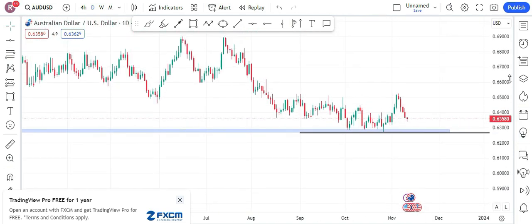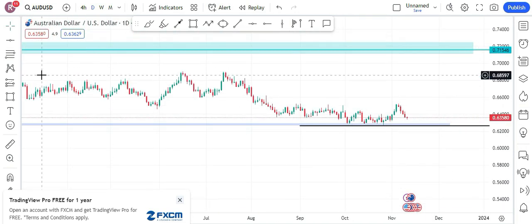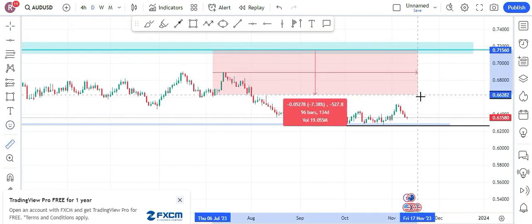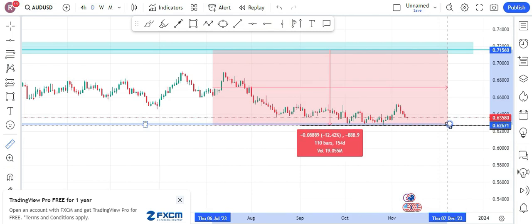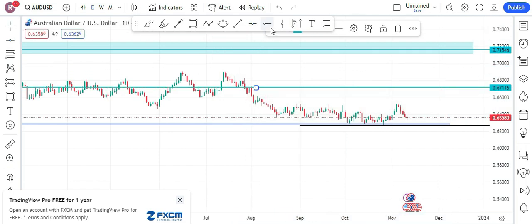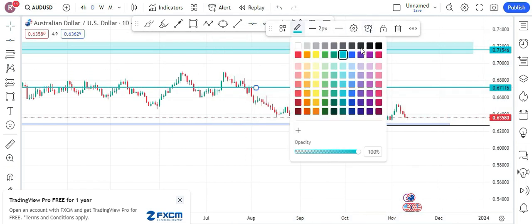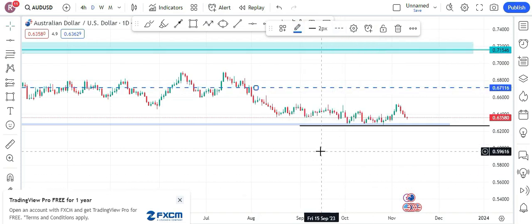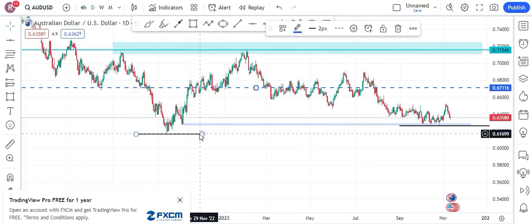So if we compare the range now, and this guy, then we can see half of it is lying somewhere here, and we change the color, we change the line orientation.